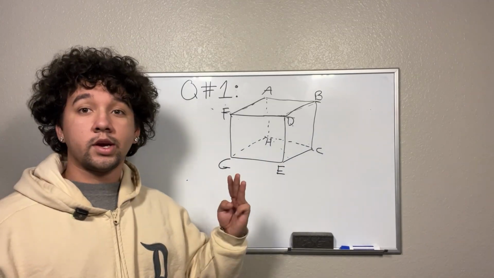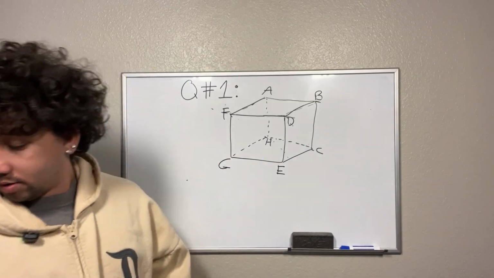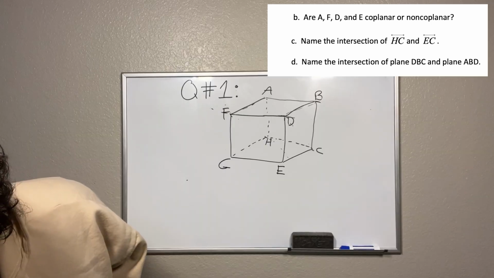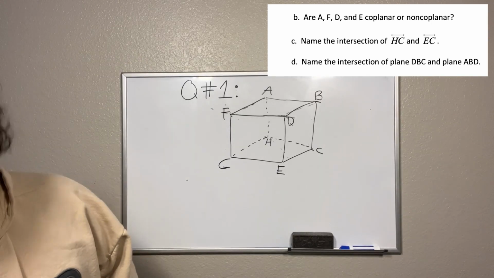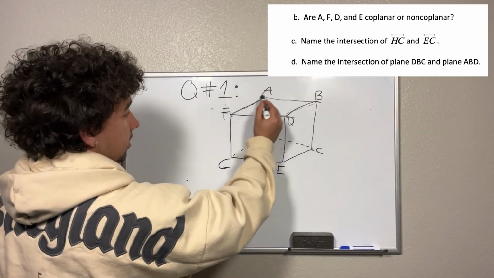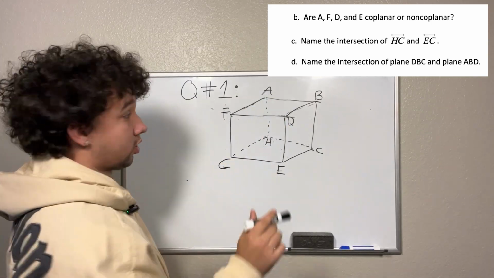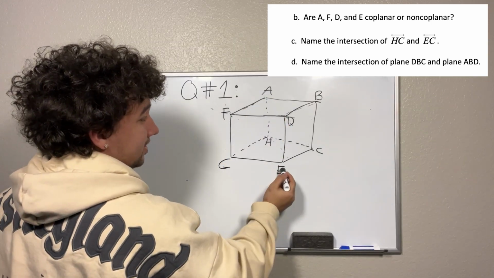All right, I've got three other questions based on this that we're going to go through. The first one being: are A, F, D, and E coplanar or non-coplanar? Well, I've got A, F, D. Those are all coplanar because they're on top, but E's on the bottom.